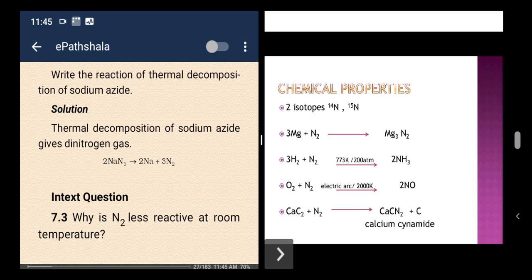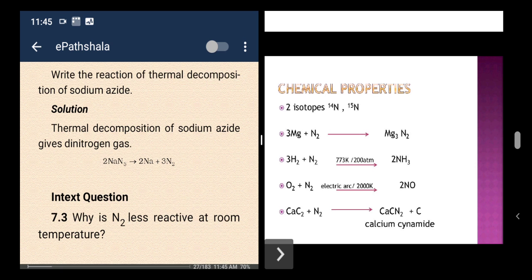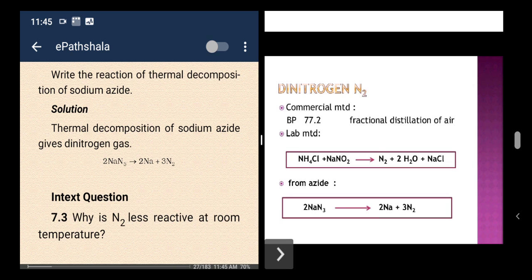Some problems are given in your textbook. That is example 7.3: write the reaction of thermal decomposition of sodium azide. That is not given in your textbook, but we have seen it in the previous slide: NaN3 gives 2Na plus 3N2. Okay, so that is the reaction.